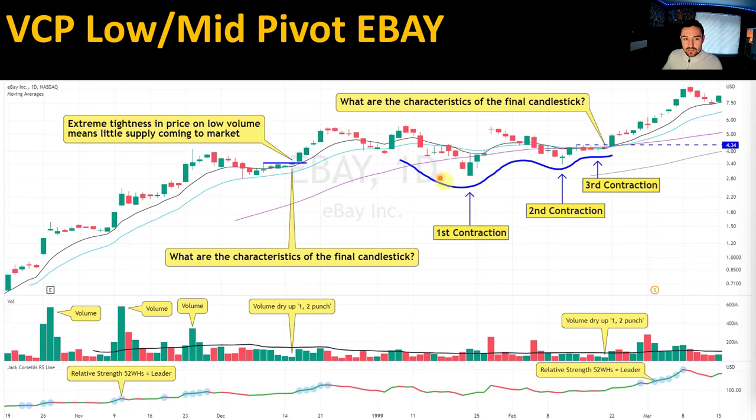So you have the first contraction here, bounce, run into this overhead supply. So it's very logical. You've got a lot of trapped buyers up here. They get back near break even, they're going to press sell. Sell orders flood the market. Price pulls back down. But look how you build a higher low. You get what I call a shakeout demand tail on the low here. This is a gap down reversal bar as well. But this shakeout demand tail, then you bounce and look how tight the third contraction is.